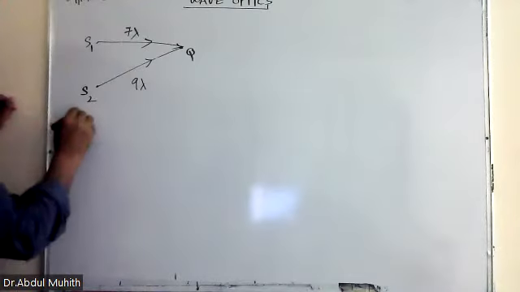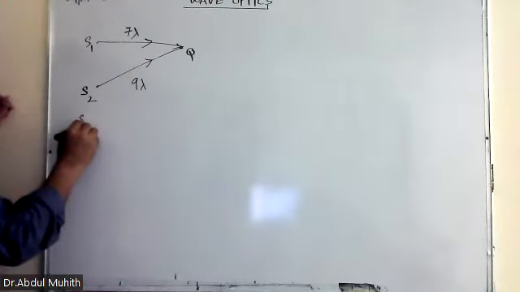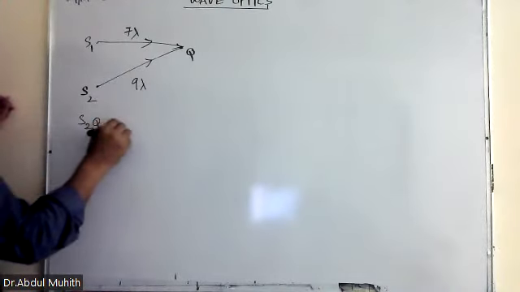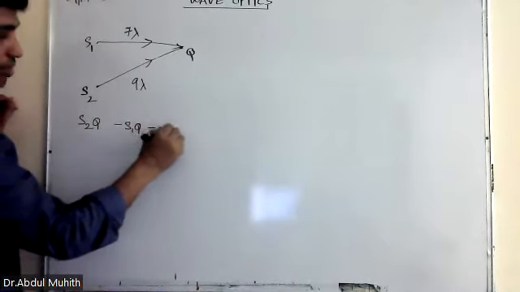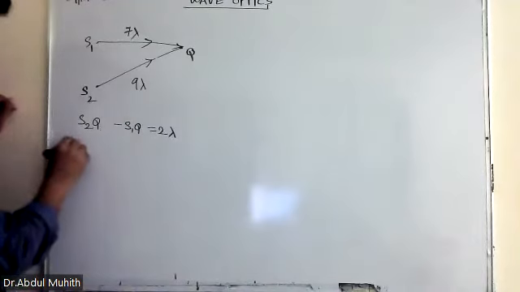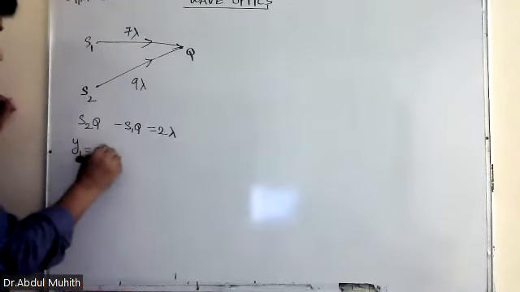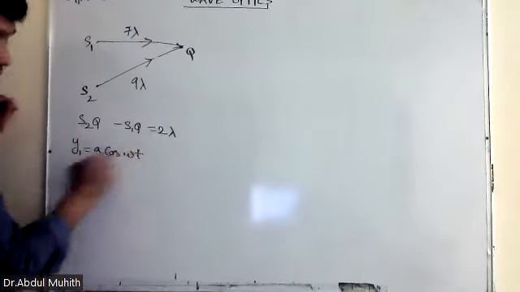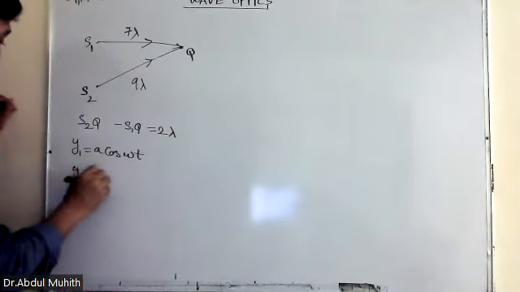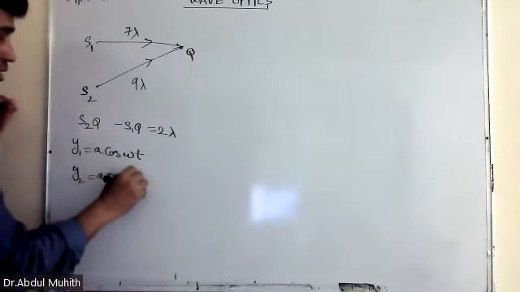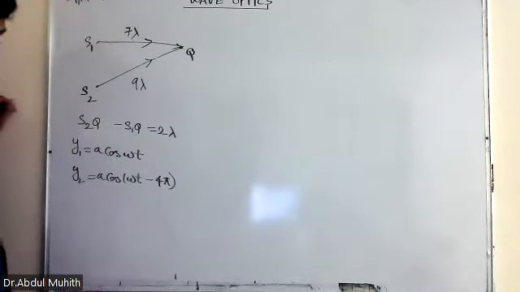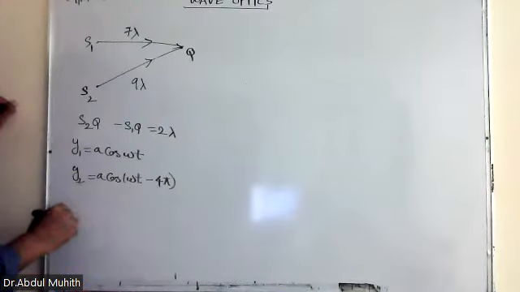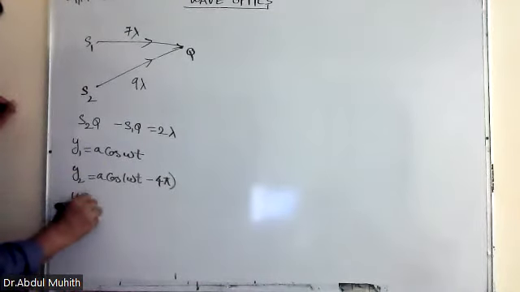Now here what happens? S2Q minus S1Q is equal to 2 lambda. Now we have the formula: y1 is equal to A cos omega t. Y2 is equal to A cos (omega t minus 4 pi). 2 lambda means 4 pi. Now, this can be written as what? Y2 is equal to what?